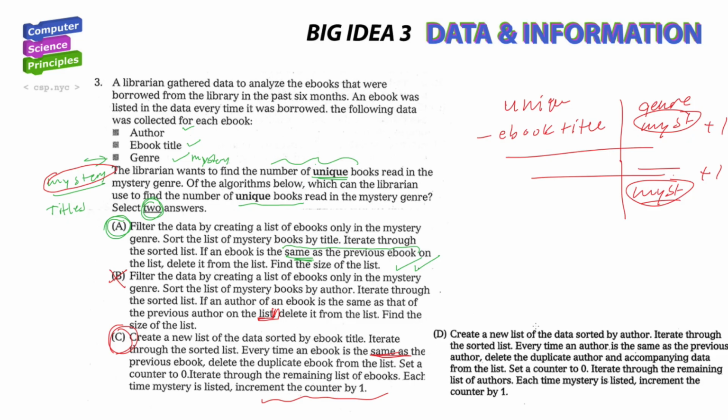D says create a new list of data sorted by author. Go through the sorted list, iterate through it. Every time the author is the same as the previous, delete the duplicate author and accompanying data. Well, again, we're assuming that every time you're an author, you only write one book. Well, most of the time that's not the case. So this cannot be the answer. So A and C would be our two choices for question number 3.